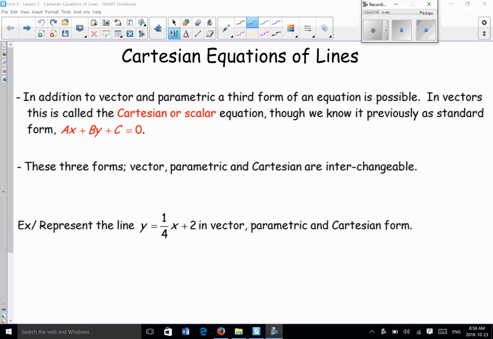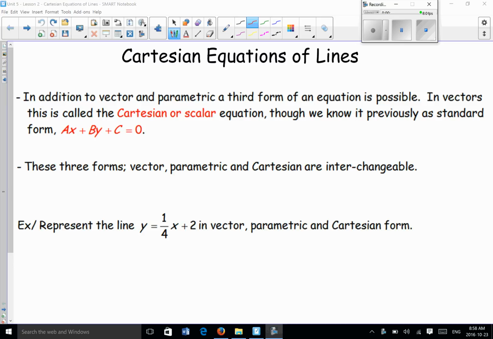Today's lesson is going to look at Cartesian equations of lines. Yesterday we looked at lines in R2. We developed an idea of how to write the equation for a vector in R2 using vector form and parametric form. Today we're going to look at a third form. The third form, called Cartesian or sometimes scalar, is something we know of as standard form from grade 9 math when we learned about the equation of a line.